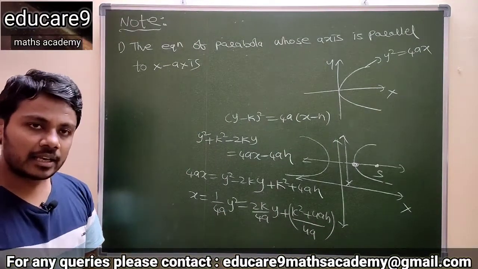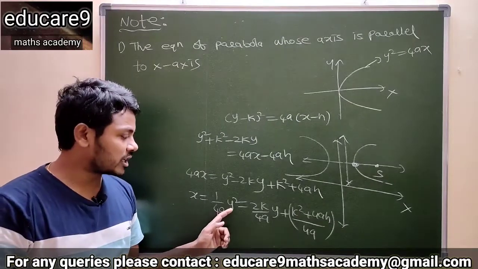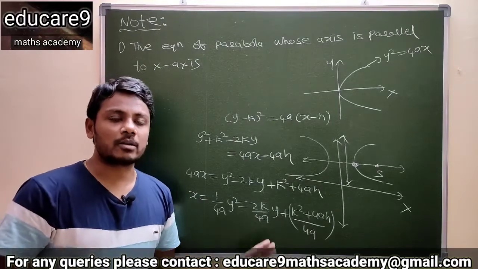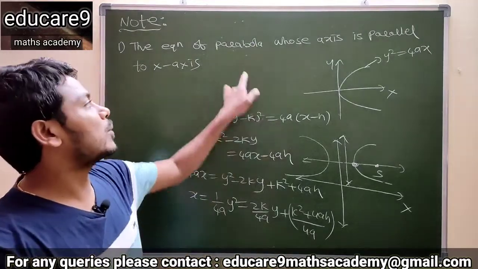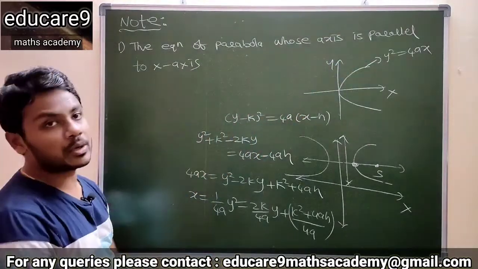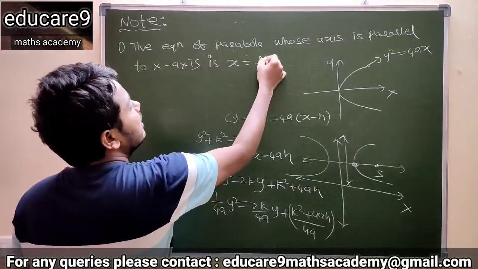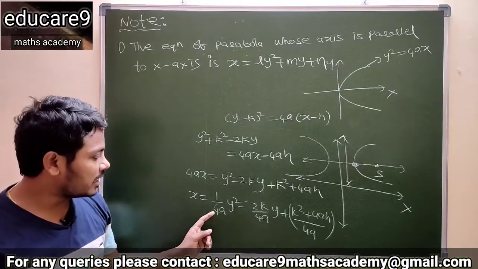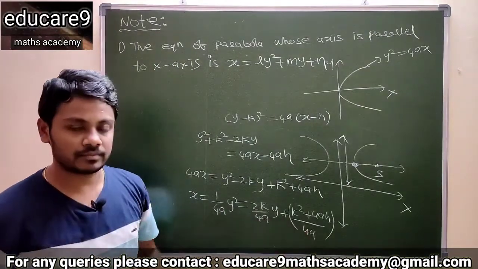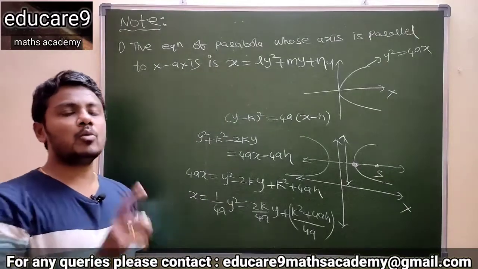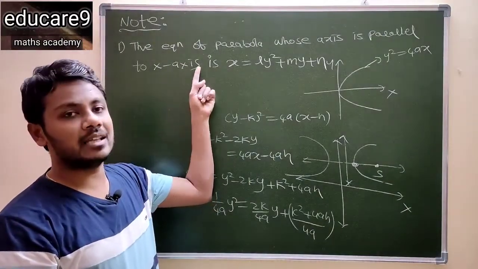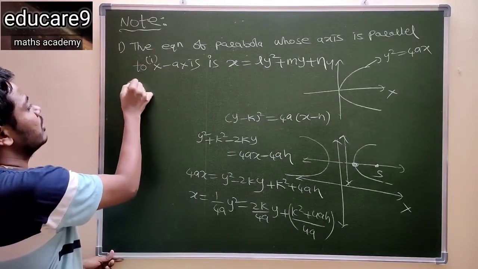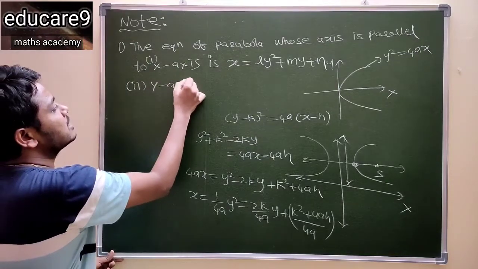Clearly it is in the form of x equals some constant into y squared plus constant into y plus constant. Therefore, from this we can write the parabola equation whose axis is parallel to the x-axis as x equals l into y squared plus m into y plus n. So this is the equation of the parabola whose axis is parallel to the x-axis. This is the first one. Second one, whose axis is parallel to the y-axis.